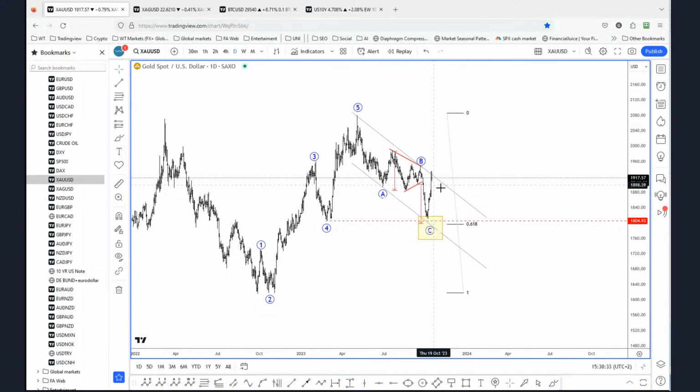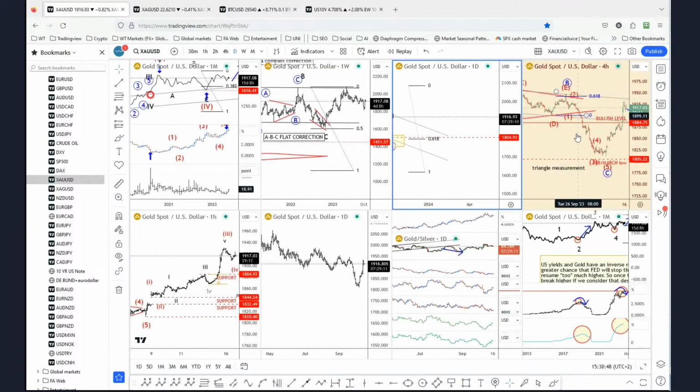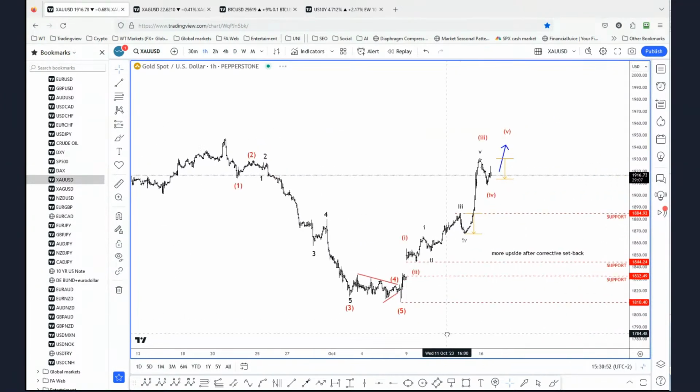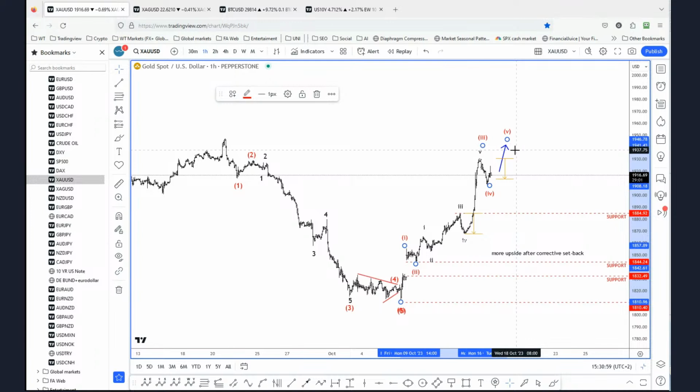For any kind of correction here, watch out for the supports around 1886. Okay. If we break above 1951, then the support could be this broken trend line, obviously. But let's take a look at the hourly chart. Maybe we see another push to the upside here. If that's wave 4, then this will be the final push of this first impulse.